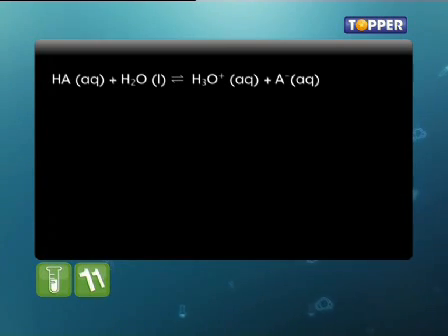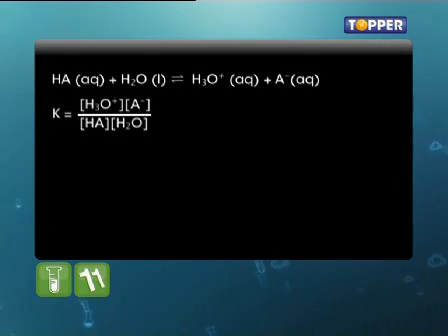For a weak acid, HA, we can write the equilibrium constant as K is equal to the product of the concentration of H3O+ ions and A- divided by the product of concentration of HA and water.